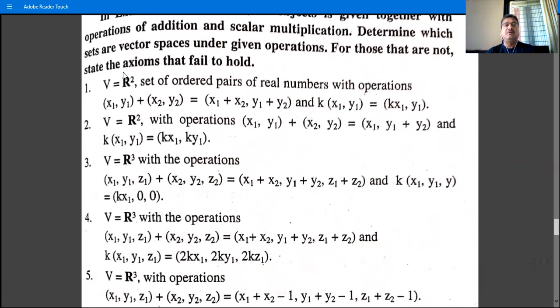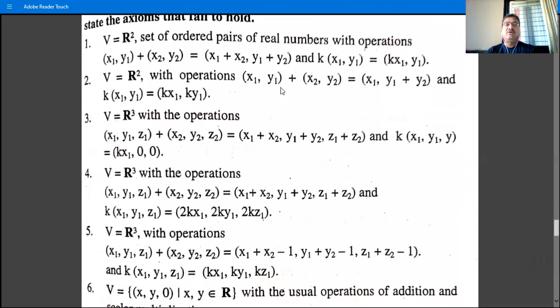If you observe the first, V is equal to R square, the set of all ordered pairs with real entries. Then (x1, y1) addition is the usual addition, and scalar multiplication is k(x1, y1) = (k x1, y1). So we have already seen the answer to this question. We have to give the counter example. This is not a vector space.